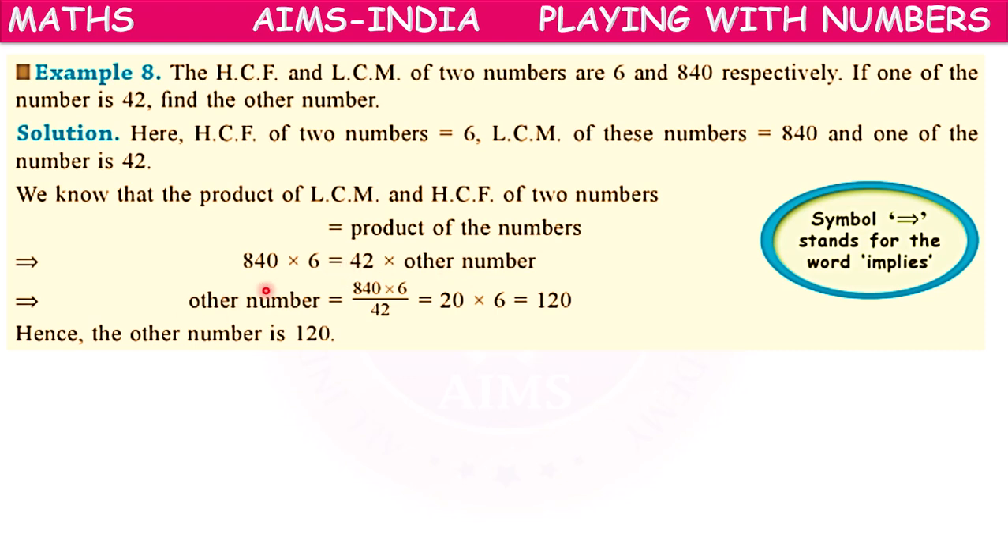Then what is the value of the other number? This 42 will come down. 840 into 6 by 42. 6 7 times 42, 7 1 is 7, 7 2 times 0. So the direct answer is 120. So the other number is 120 here.